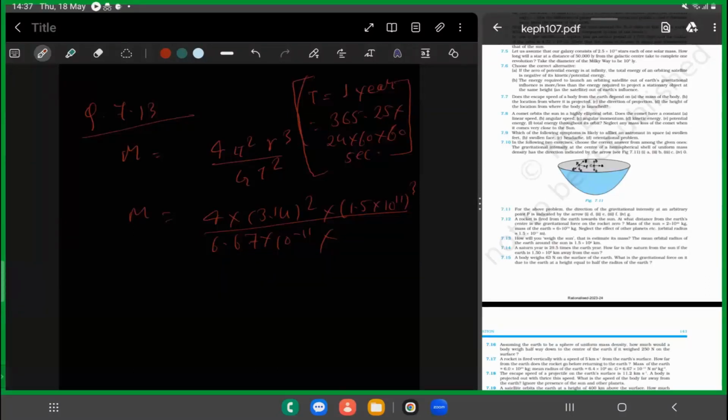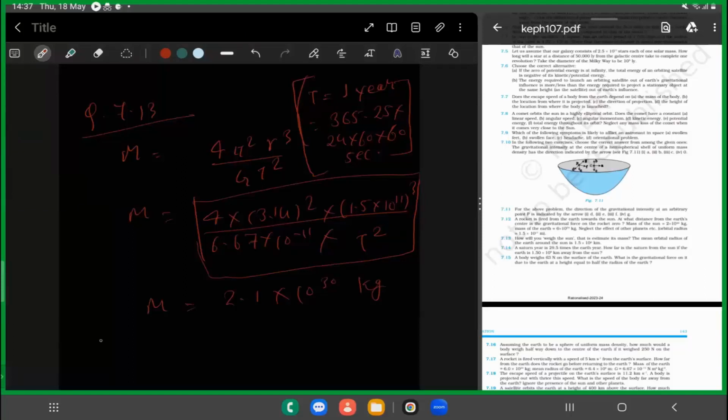So if we put that value of T square here and solve this complete expression to find the mass of the sun, and simplify it, you will notice that the result comes around 2.1 something into 10 to the power 30 kg. So this is the mass that comes out to be.